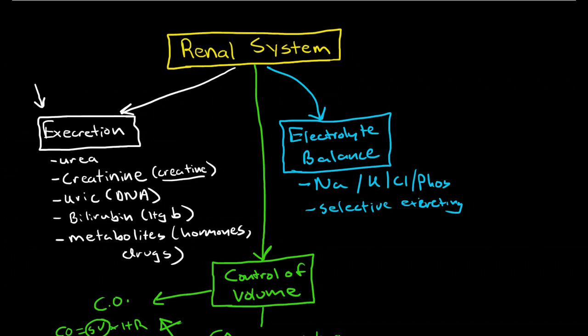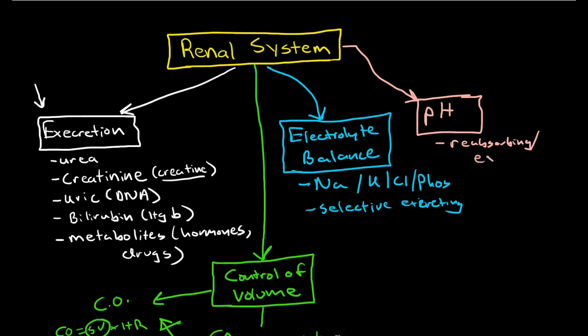Similarly, the kidneys have a central role in regulating pH. And it does this similar to electrolytes by reabsorbing or excreting variable amounts of hydrogen ions versus bicarbonate ions. And again, we'll talk about this more in depth.